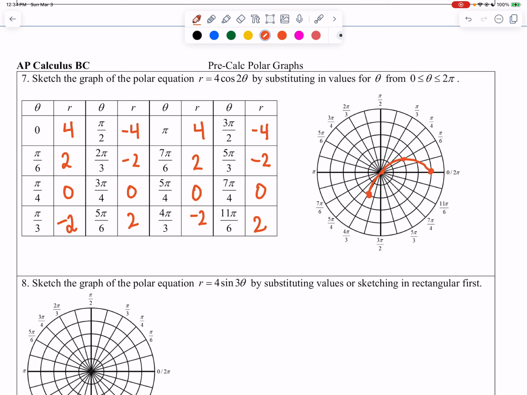Now, at pi over 2, we have -4, which is going to be a +4, but then it's going to be in the opposite direction. So instead of a pi over 2, we're going to have a 3 pi over 2. 1, 2, 3, 4 right here. Same thing with the 2 pi over 3. Because we have a -2, that's going to give us 5 pi over 3 at 2.